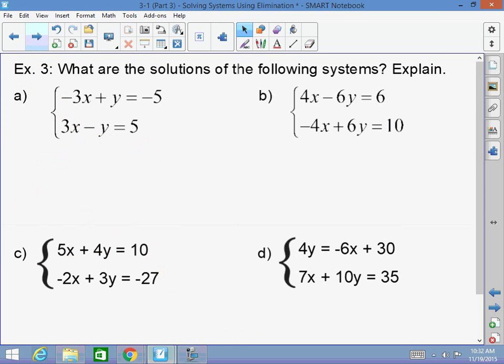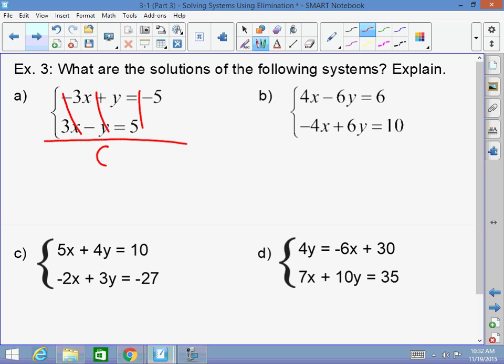All right. So this one's pretty simple. Let's check this out. I just start adding here, right? But look at what happens here. Cancel, cancel, cancel. What happens when I get a true statement? All real numbers. Very good.